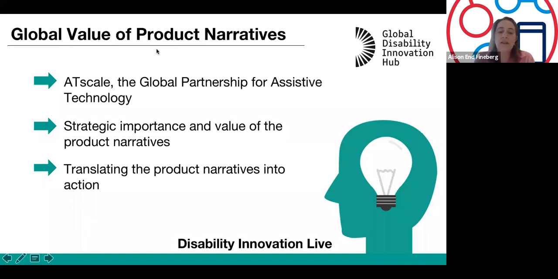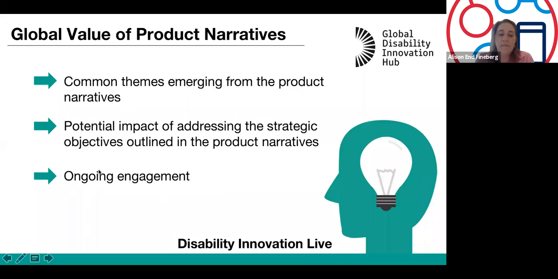And then these are elaborated into what we're calling action and investment plans, illuminating more of the specific interventions and investments that are needed. And ATscale will fund a number of these interventions directly, and our objective is for the plans to guide implementation and investment by others also as we move forward together to improve access to assistive technology.